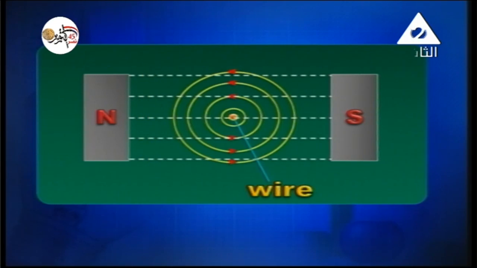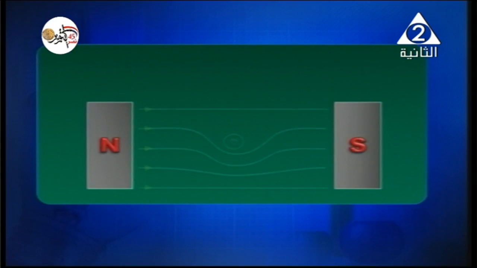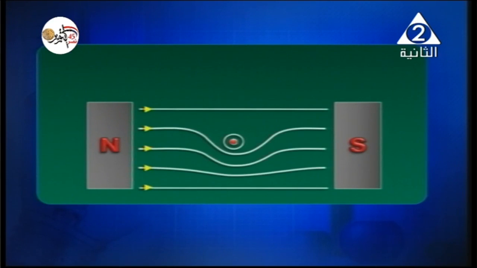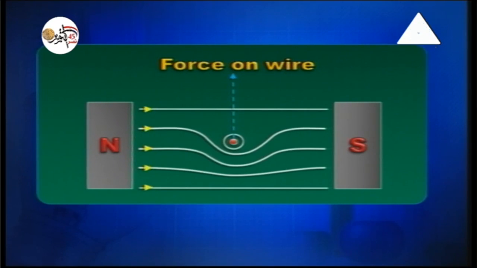This is the result of the interaction. The field on one side increases where the two fields have the same direction. On the other side, the field density decreases. And never forget that flux lines tend to repel each other sideways. So a force is produced on the wire. The wire experiences a magnetic force.